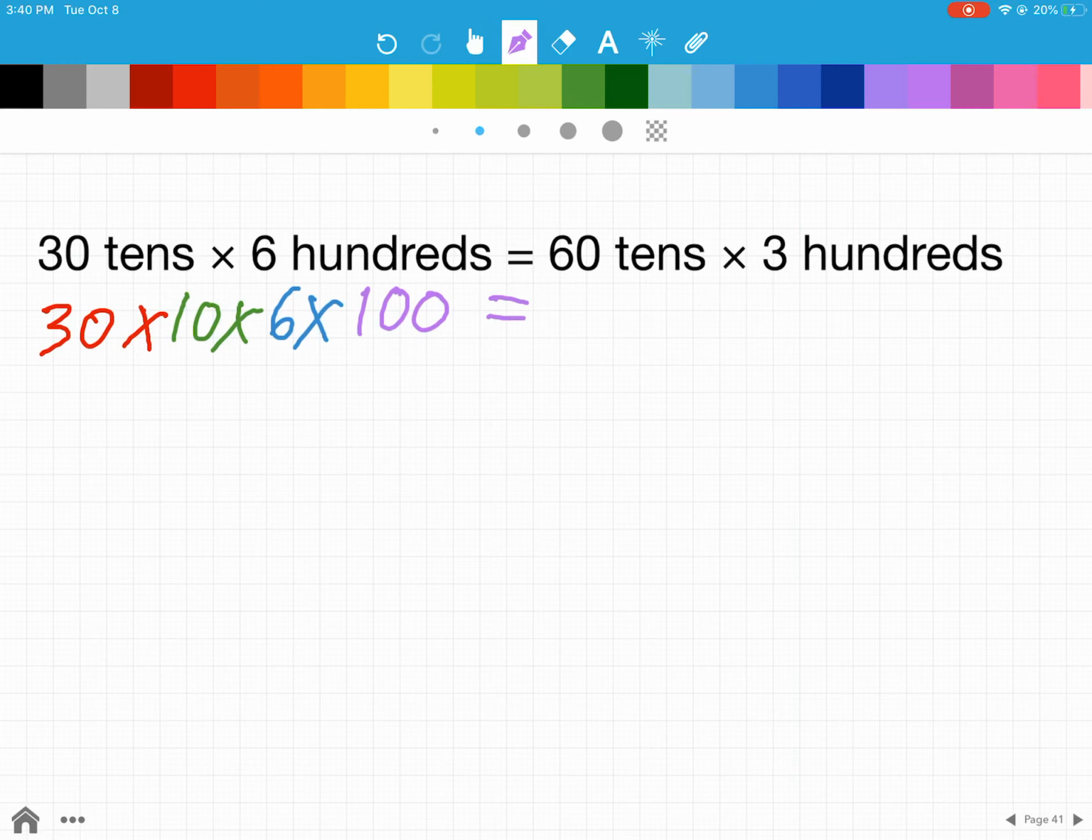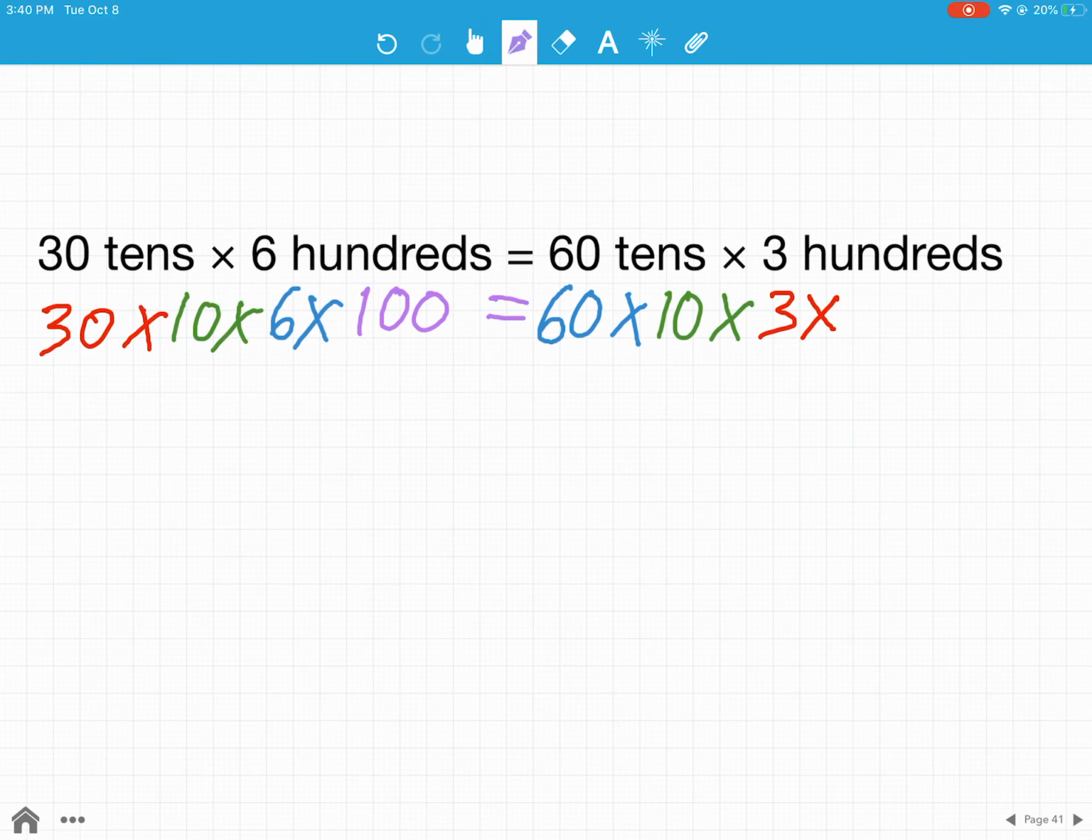We have 60 times 10 times 3 times 100. Now the hundreds are right here, the hundreds are right there. But what about 60? We don't see 60.